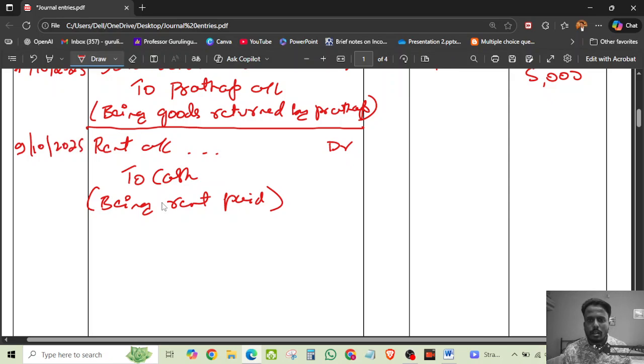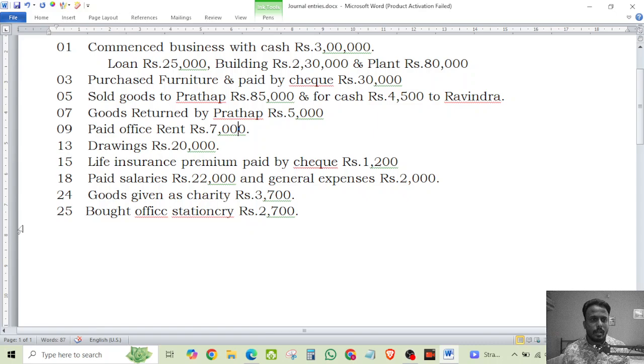9/10/2025, amount is 9,000 and 9,000. We'll close the particulars column. So next, after 9th, 13th, drawings. Somebody is withdrawing, that is Abhi is withdrawing cash of 20,000, that is in accounting term we'll call it as drawings.